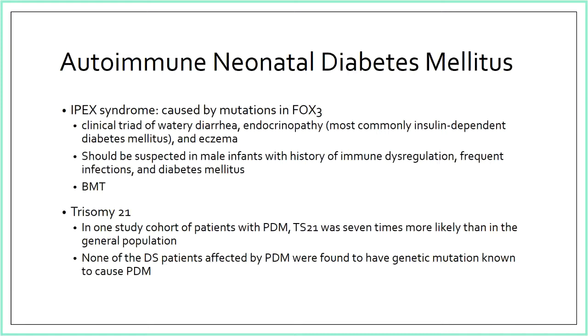And let's talk a little bit about autoimmune neonatal diabetes mellitus. So autoimmune diabetes mellitus is very rare before 6 months of age, and if present, it's usually linked to a specific cause, such as something like IPEX syndrome. IPEX syndrome is a monogenic form of autoimmune diabetes. It's caused by mutations in FOXP3, and you have a clinical triad of watery diarrhea, endocrinopathy, which is most commonly insulin-dependent diabetes mellitus, but might include autoimmune thyroid disease, and eczema.